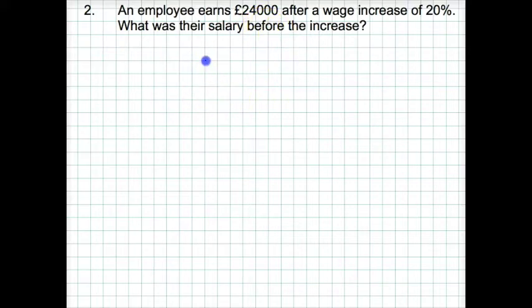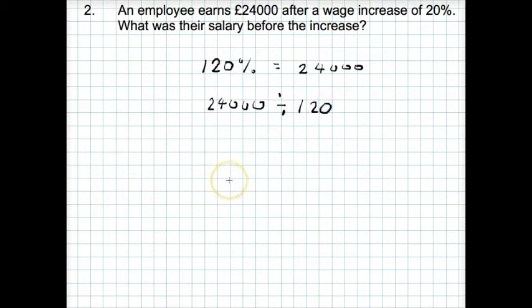So this time we can write down that 120% is equal to £24,000. Now it's a case of splitting this 24,000 into 120 bits. So basically what we're doing here is we're doing 24,000 and we're dividing that by 120.